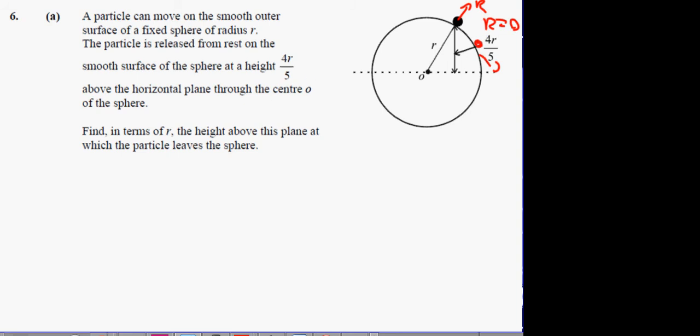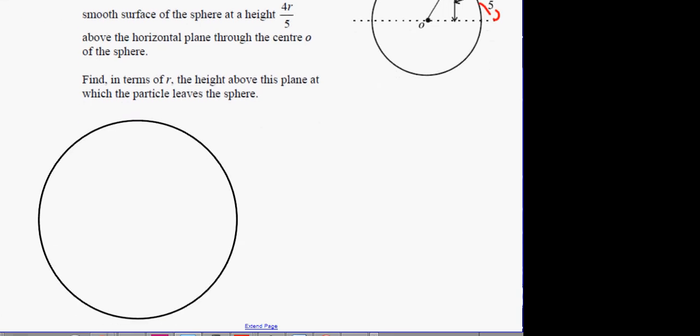If we draw just the circle again down here, first thing we're going to do is figure out what exactly this height is that it starts off at. We're going to figure out information about where it starts off. So it's up here at the start on the outside of the sphere, so we're going to make a triangle. The triangle looks like this, and this is the plane here. What we know is this is 4 over 5r. We know that this here is the radius, and let's call this theta.